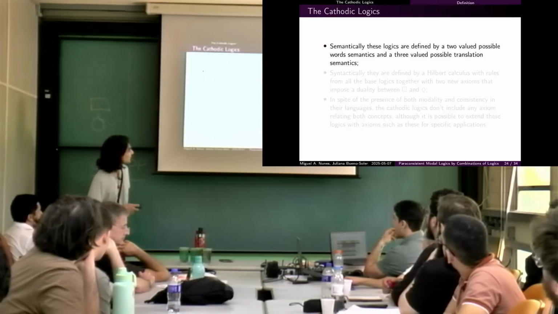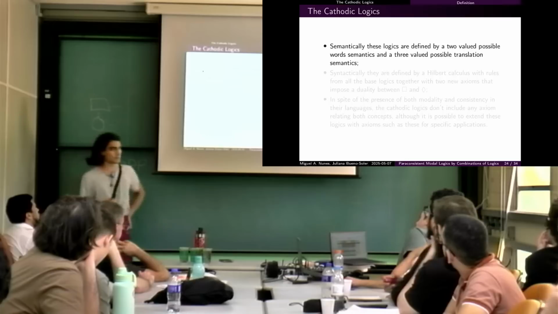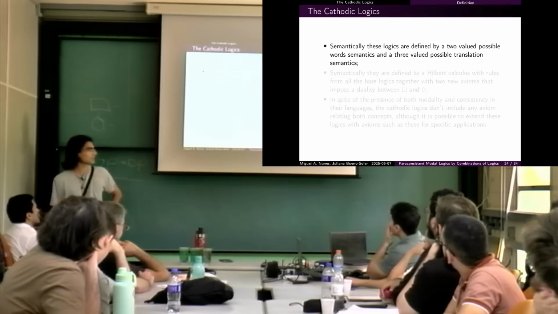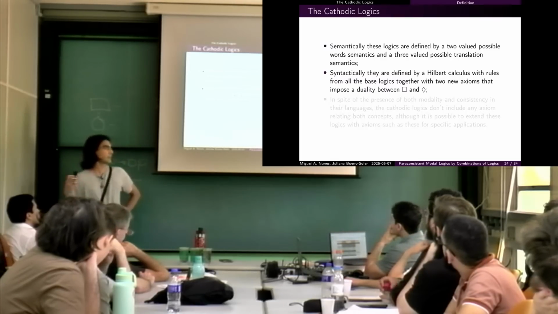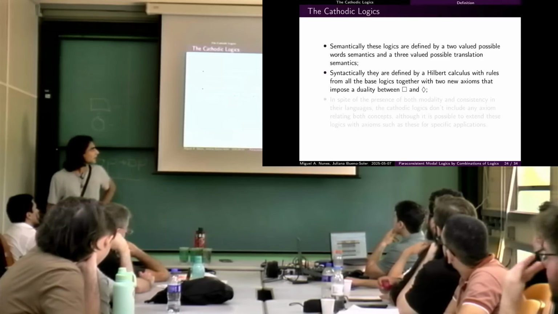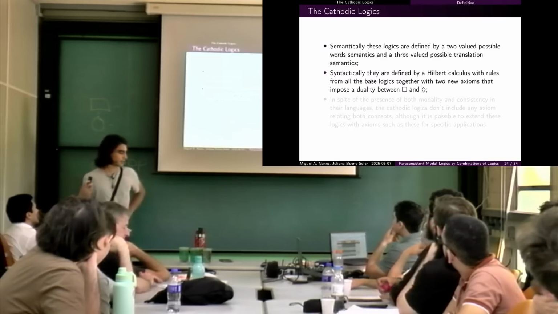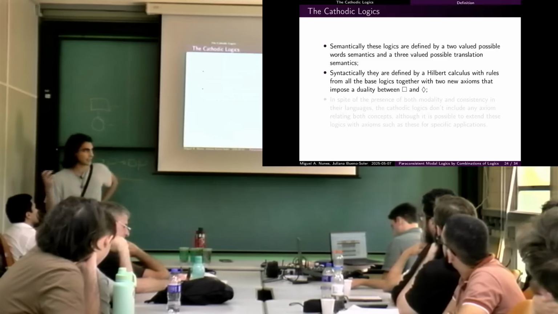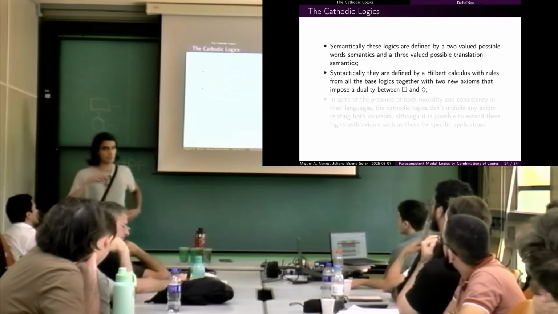Then, semantically, these logics are defined by a two-value possible world semantics and a three-value possible translation semantics. Syntactically, they are defined by Hilbert calculus with rules from all base logics. Like I said, it's simply a set theoretical union of the rules, and some new axioms that impose a duality between the box and the possibility. Because, as I said before, in the anodic logics, they are bimodal, they don't have negation, so we can't define one in terms of the other.